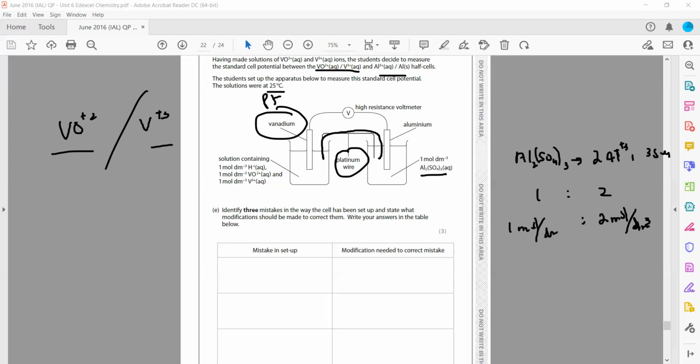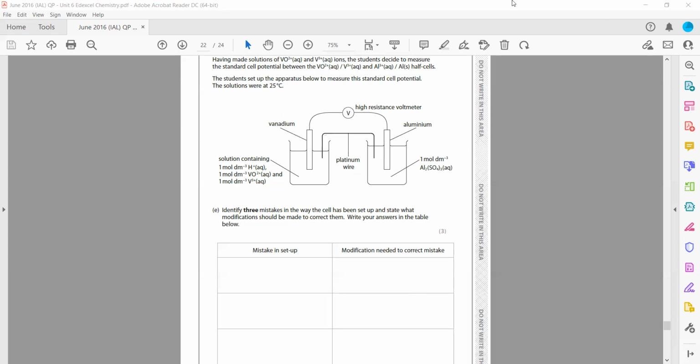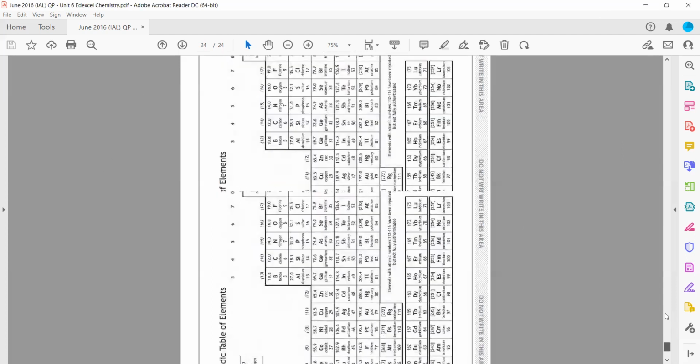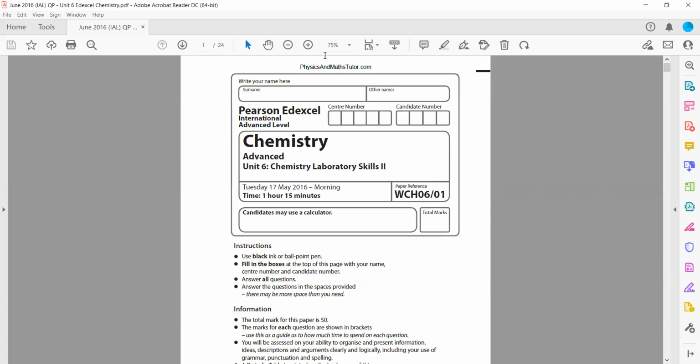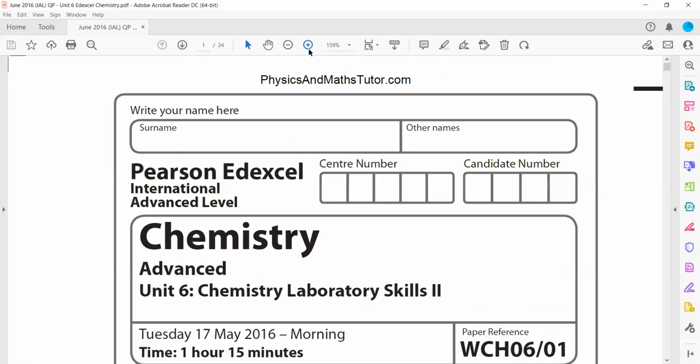So he should take half mole per dm cube of aluminium sulfate when modifying; he should not take 1 mole per dm cube, because half mole per dm cube gives 1 mole per dm cube of aluminium ion. So this was the last question from June 2016, Unit 6.